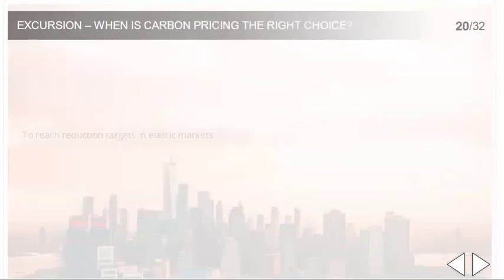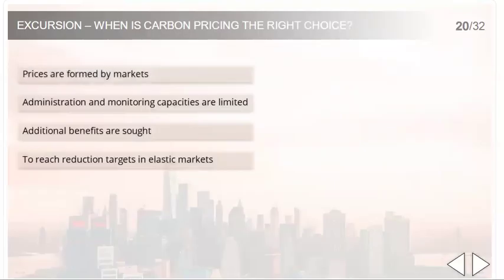Looking back at our discussion in the previous sections, when do you think carbon pricing is the right choice?